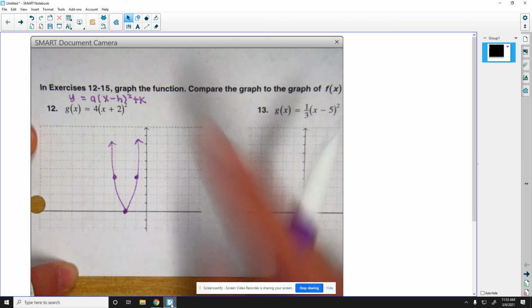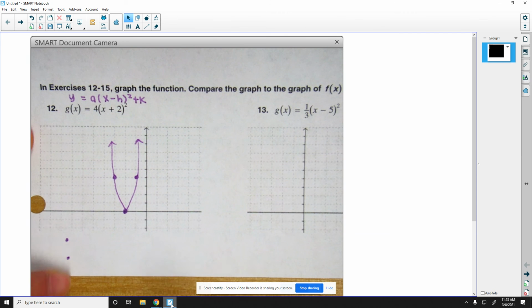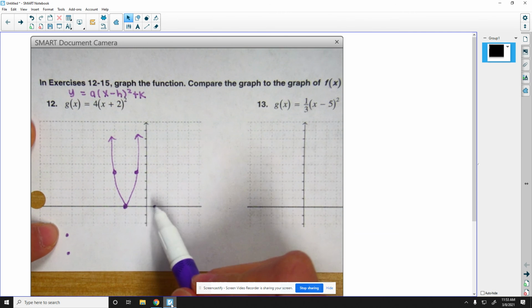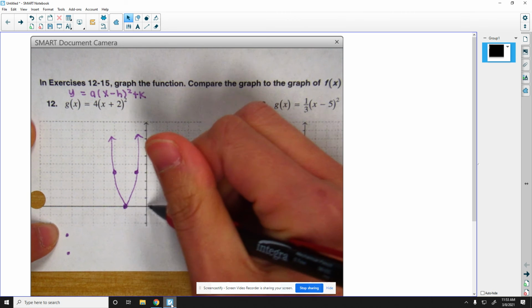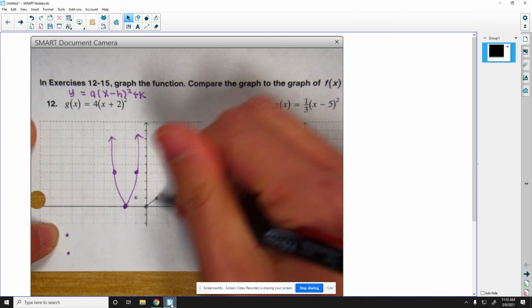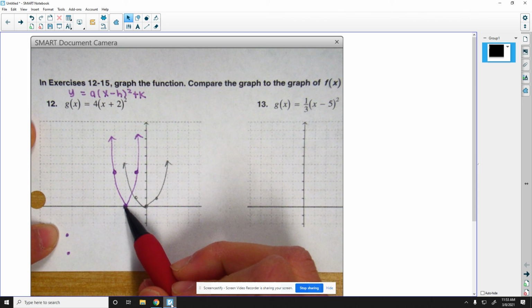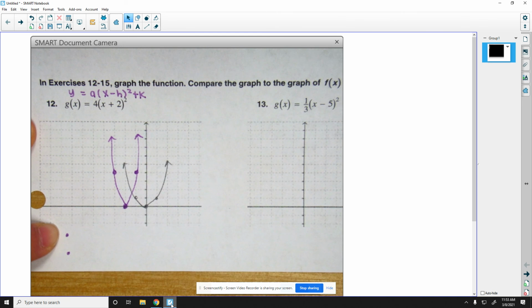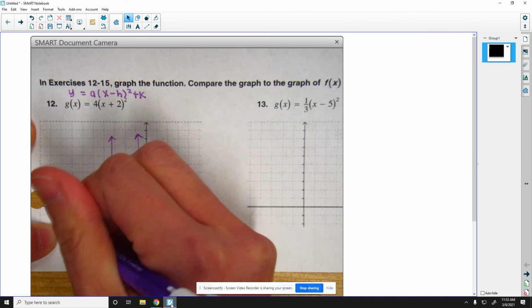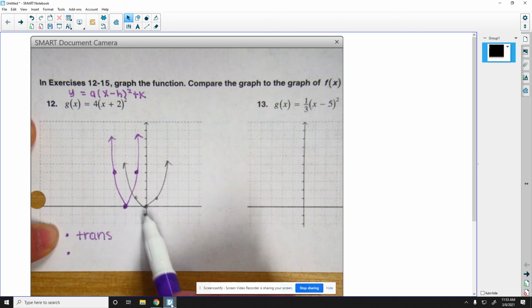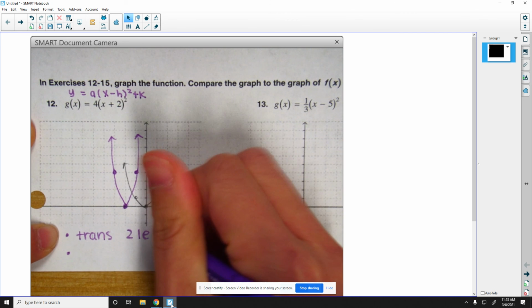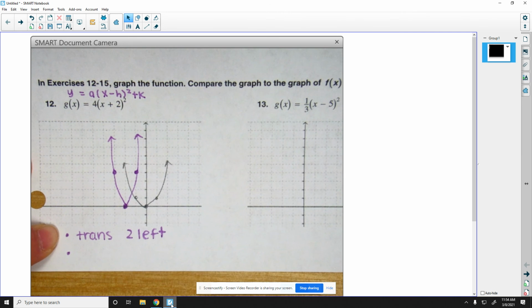But it does say compare, so there are 2 things I need to write. The first thing is, well, your vertex did change. It went from there, the parent function, to there. So I would say you had a translation. How many spaces? 2 to the left. So that's the first thing I would have to write.